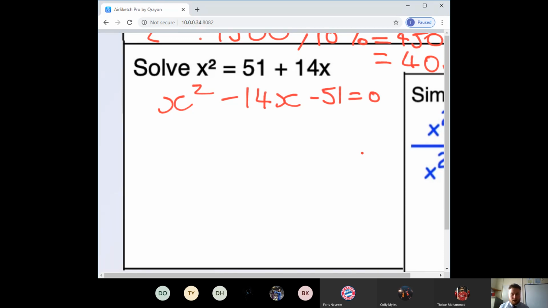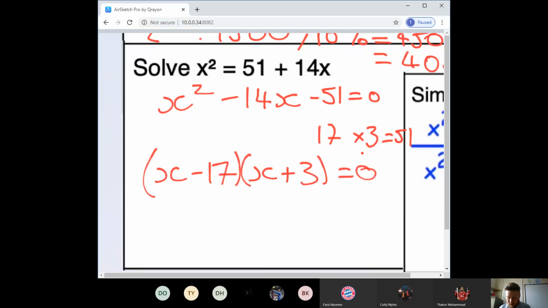And now you can use whichever method you prefer to solve this quadratic equation. I'm just going to do it by factorizing, because I'm a big fan of darts, and I know that triple 17 is equal to 51. So that means that 17 multiplied by 3 is equal to 51. And so the brackets we're going to have have to add together to give negative 14, and multiply together to give negative 51. So that's going to be x subtract 17 and x plus 3 is equal to 0. So that means that x is equal to 17 and x is equal to negative 3.